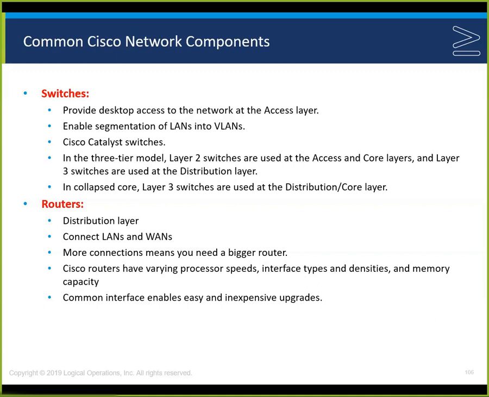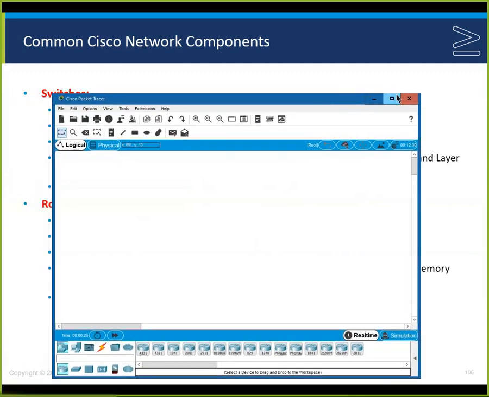You're going to have varying speeds for these things: more connections, varying processor speeds and interface types. The devices are modular, and I'll try to show what that is here in just a second. A common interface enables inexpensive upgrades, and we might as well look at that here real quickly.